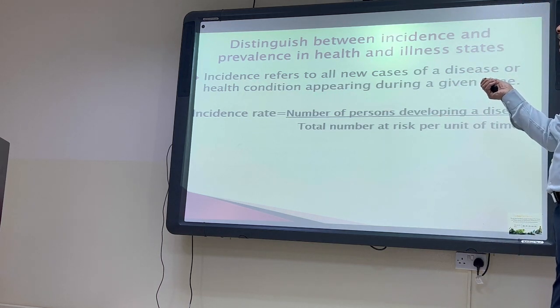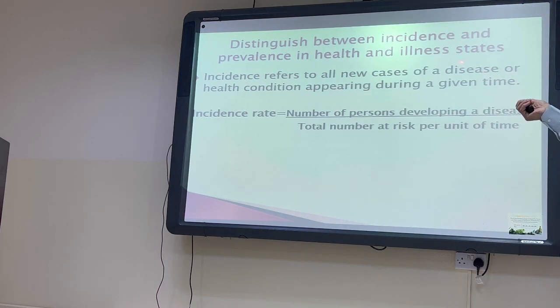Distinguish between incidence and prevalence in health and illness states. The incidence refers to all new cases. So incidence of any disease refers to new cases from that disease or health condition appearing during a given time.